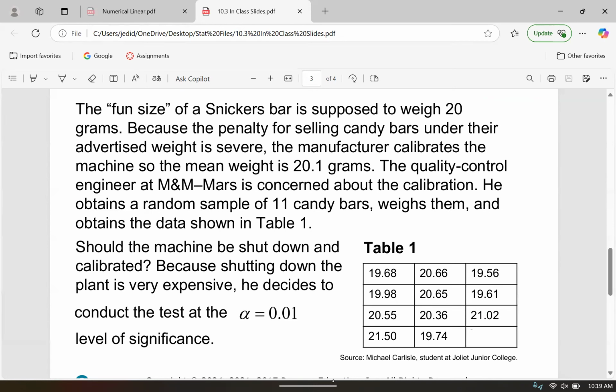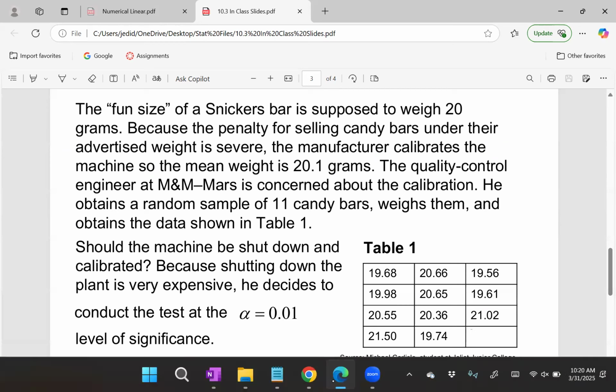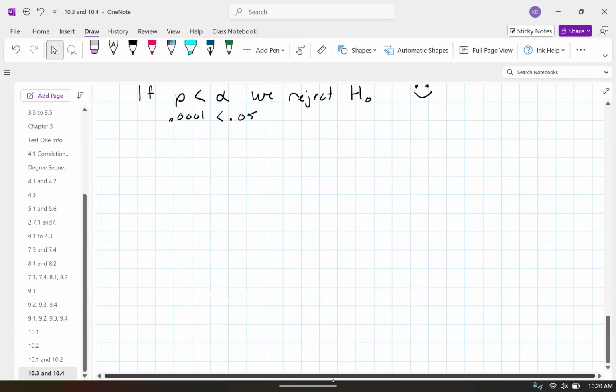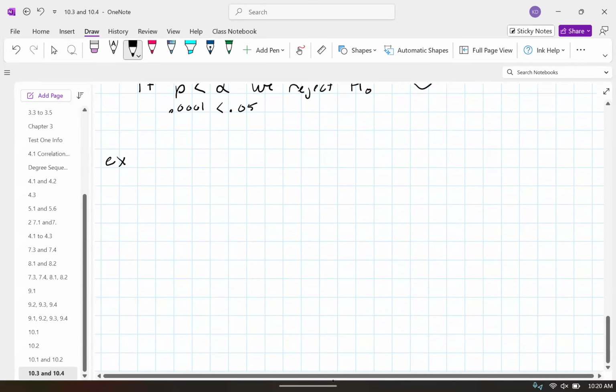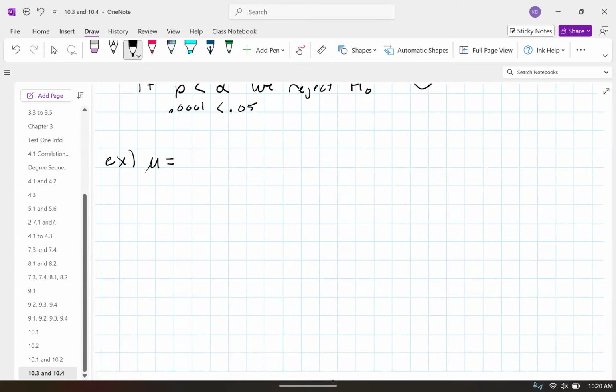So we have a 0.01 significance. We don't care if it's bigger, we care if it's smaller. So this says to me, it's a left-tailed test. Oh, no, not equal, sorry. I was looking at my stuff here. They claim our mean is 20.1, and the rest of this we're going to have to calculate ourselves.